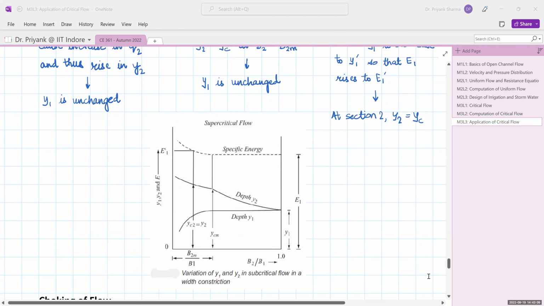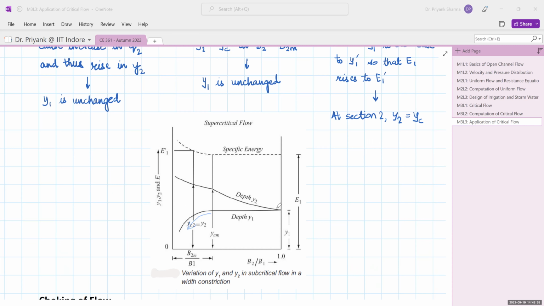So let us look at the graph. Here we can see that the specific energy curve variation is also given, that is for E1 dash, and the depth variation. So depth Y1 till the constriction point is constant, and then it will go on reducing.